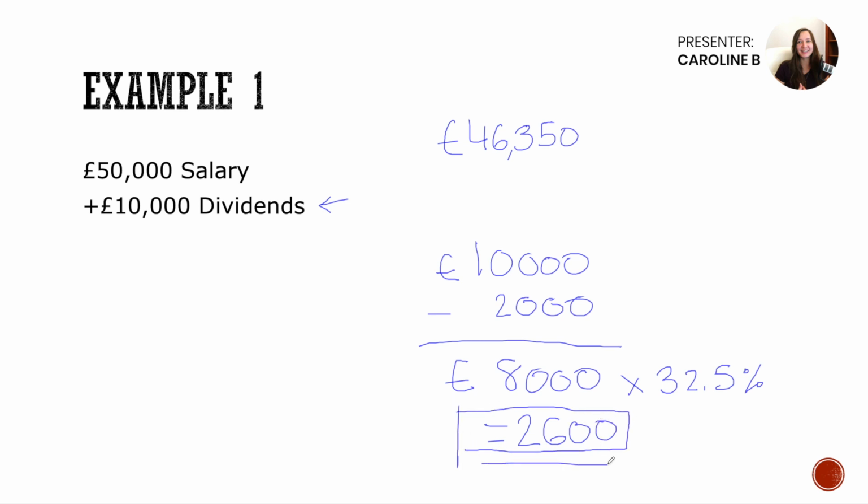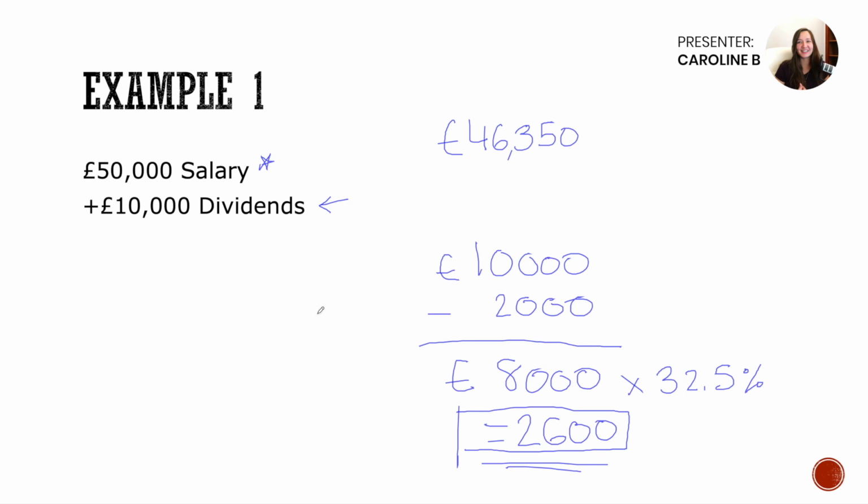So if you were getting a salary in the higher rate threshold already, you're already a higher earner. Usually you already have to complete self-assessment, so it's not going to be such a big deal. And then you receive £10,000 of dividends for the year, and you're going to get a dividend tax bill at the end of £2,600 for those extra dividends.